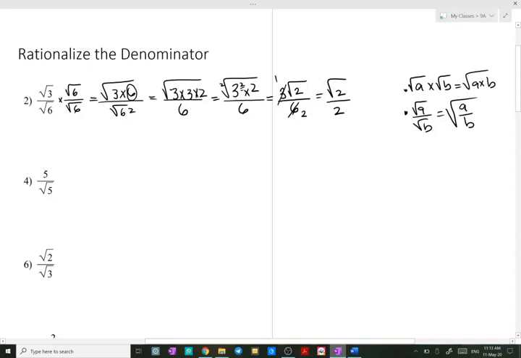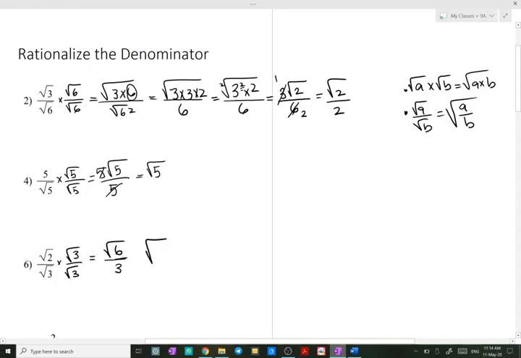In number 4, we multiply by square root 5, and the answer is going to be 5 square root 5 over 5. Simplifying, the answer is going to be square root 5. And here we multiply up and down by the same number, which is square root 3, which is equal to square root 6 over 3. Here we cannot simplify because one number is under the square root and the other number is not under the square root, so we cannot simplify them.